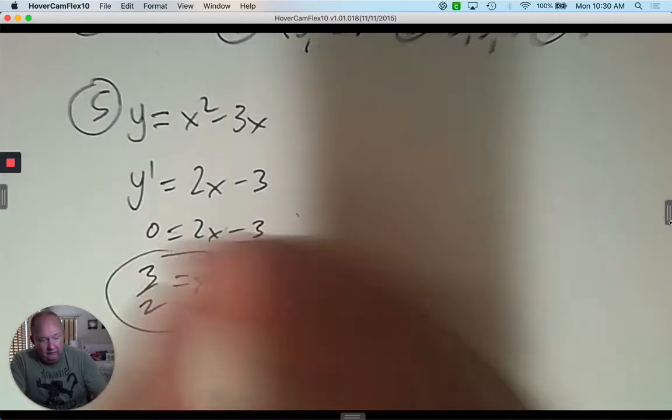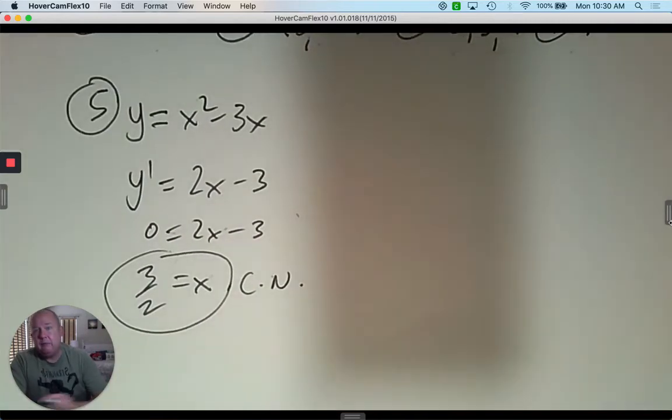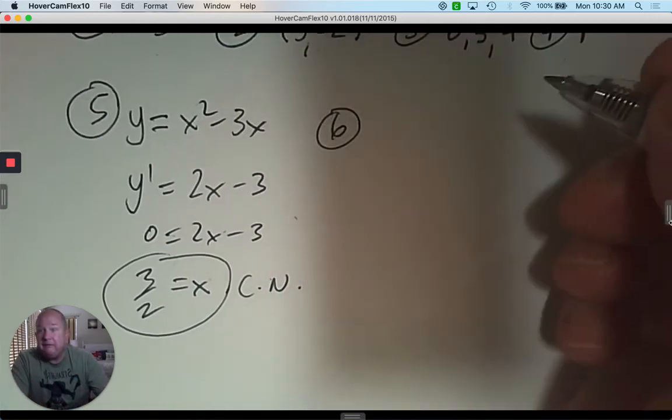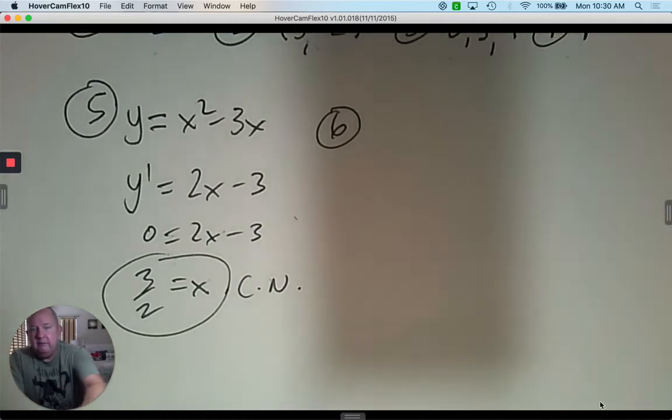So this, and we're going to use the letters CN to represent critical number. There's only one critical number, and that's at 3 over 2. So again, how do you find a critical value or a critical number? It's by taking the first derivative equal to 0 and solving it, or you take the first derivative and you find where it's undefined. Later on we're going to learn how to use those critical numbers. But right now we're just learning how do you find them, and then we'll learn how to use them. Number 6.